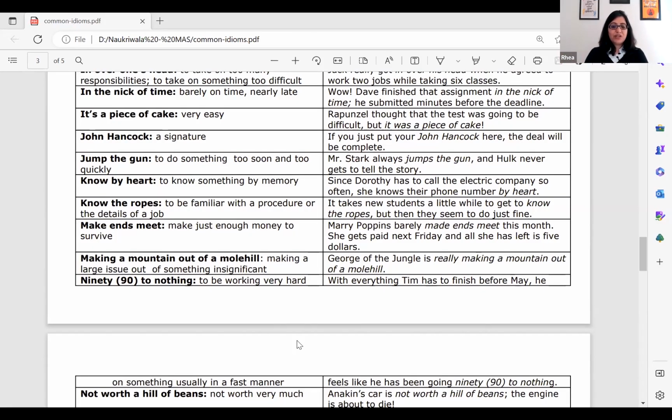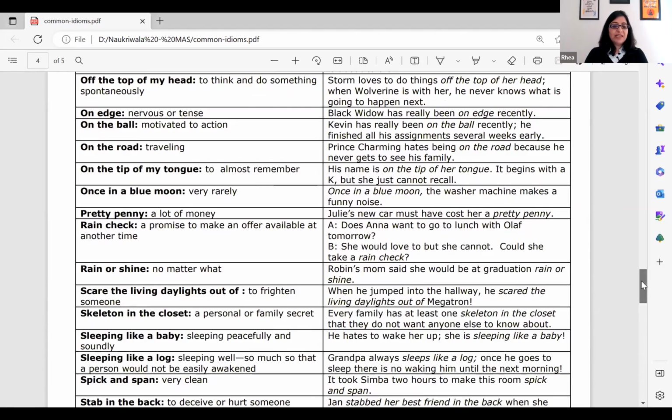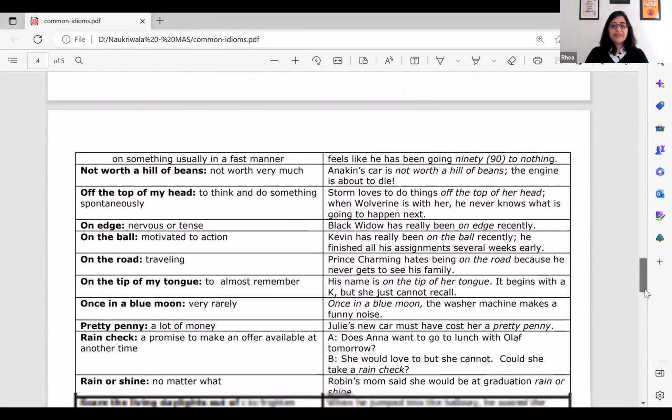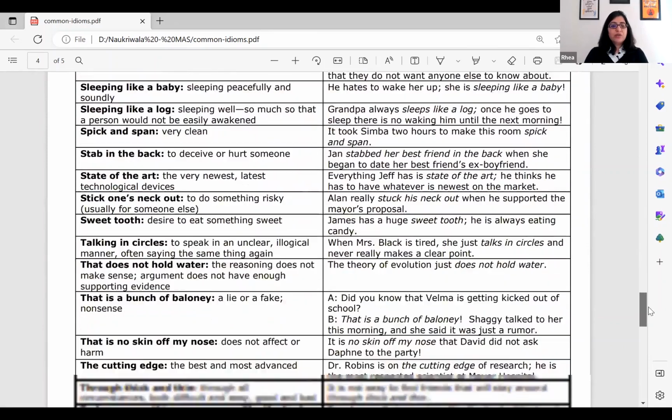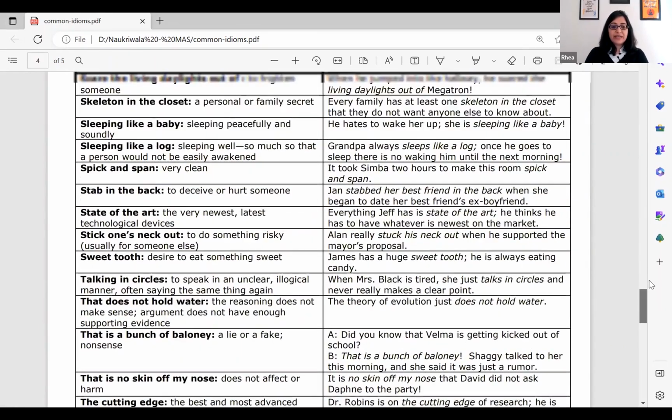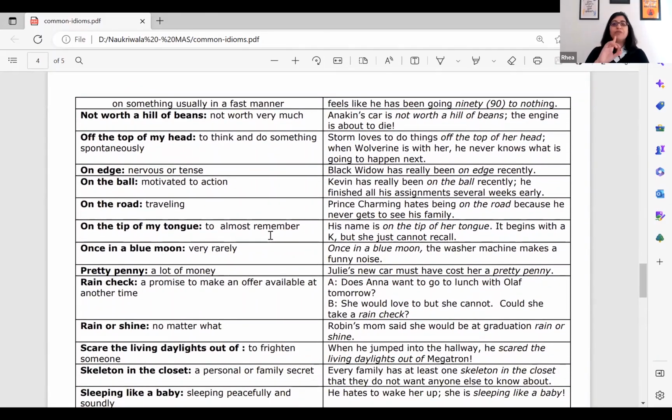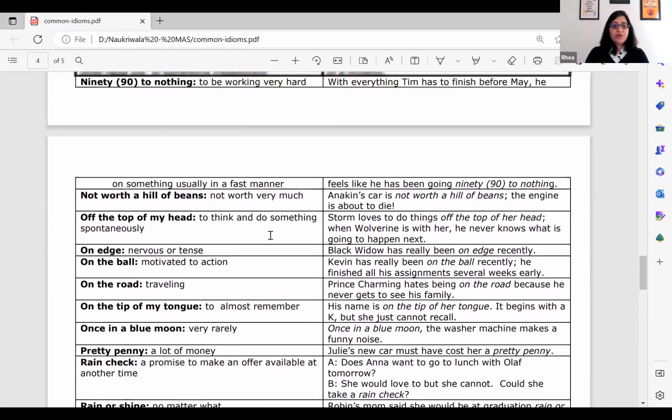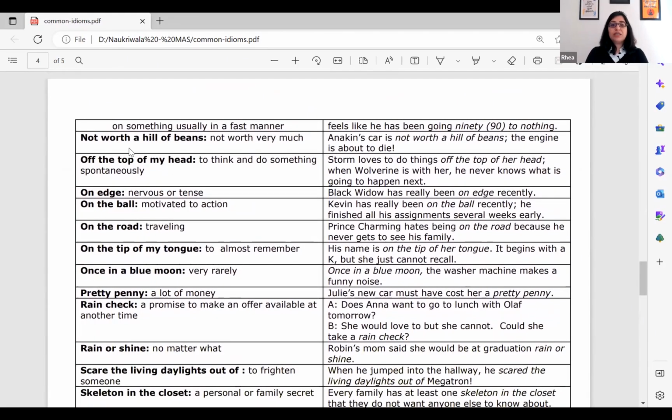Brilliant. Let's move on. So we've reached the alphabet N. In fact, tell me, is it okay if I give this as an assignment for you to now go ahead and read the remaining, and for every 5 sentences, you will form one sentence. So what I mean to say is, right from this page, not worth a hill of beans. You will read 5, 1, 2, 3, 4, 5. And from the 5, you'll make a sentence for 1. Then you'll read the next 5, 1, 2, 3, 4, 5. Pick one idiom and make a sentence for it. Does that sound like a good deal? Do you think you can do that?